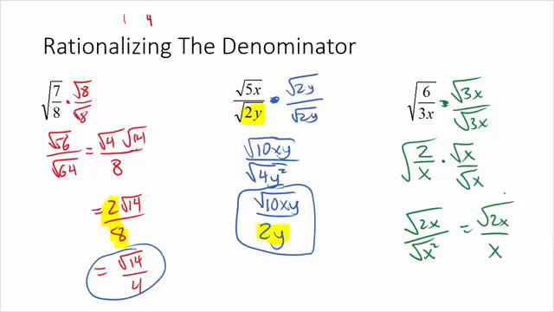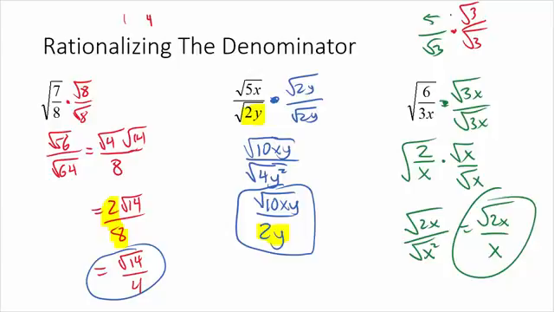So the key with these problems is you want to get rid of the square root on the bottom. Square roots on the bottom are considered unreduced. When we have that square root on the bottom, we have to multiply by whatever's under the radical on the bottom, on the top and bottom, and then just simplify the fraction and any perfect squares that can be taken out, and you are good to go.